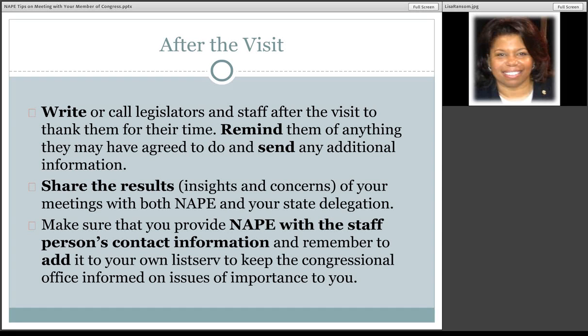After the visit, write or call legislators and staff and thank them for their time. Remind them of anything they might have agreed to do and send any additional information. Share the results of your meetings with both NAPE and your state delegation. Make sure that you provide NAPE with the staff person's contact information and remember to add it to your own listserv to keep the Congressional office informed on issues of importance to you.